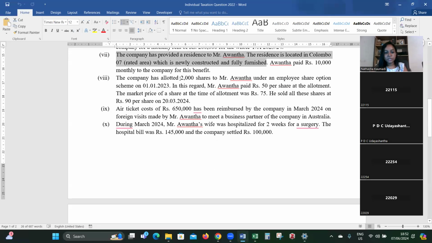Next one, the company has allotted 2,000 shares to Mr. Avantha under an employee share option scheme on 1st January 2023. So we have discussed how to adjust these share allotment benefits as well. In this regard, Mr. Avantha paid 50 rupees per share at the allotment. But the market price of the share at the time of allotment was 75 rupees. And it says he sold all these shares at 90 rupees per share on 20th March 2024. So we'll see how to adjust that.